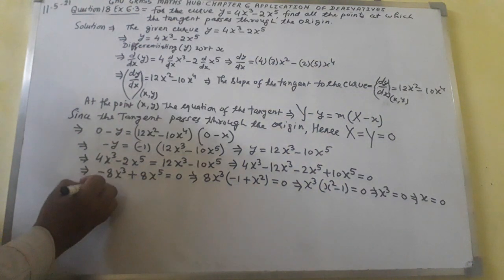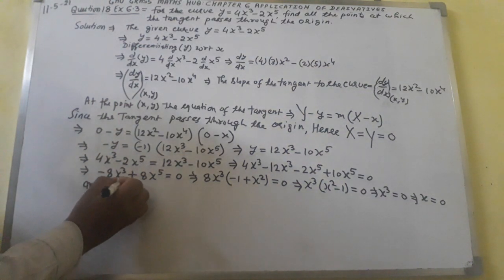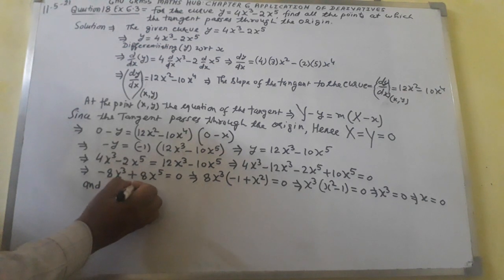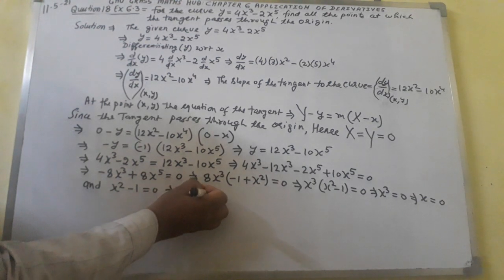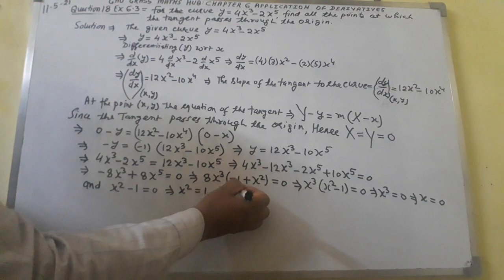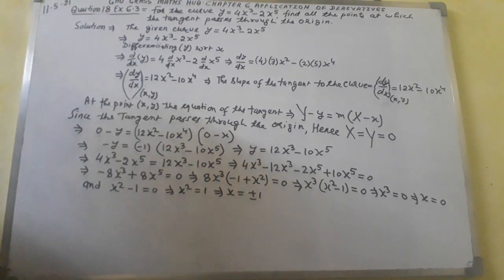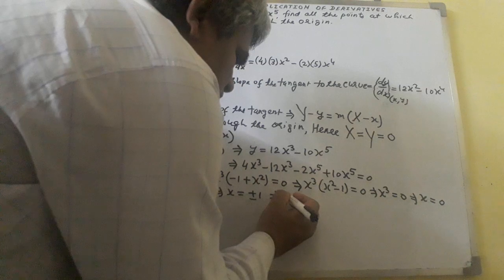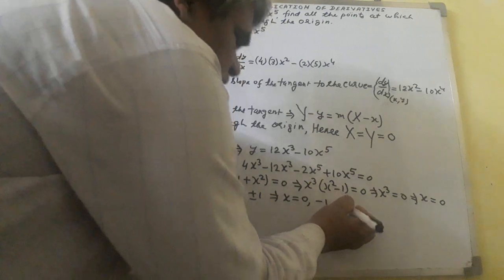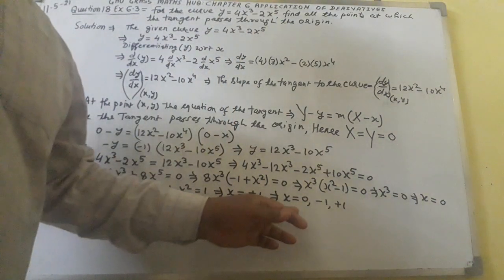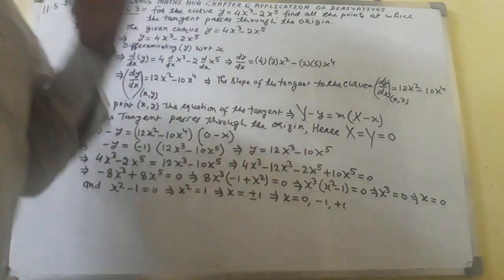And x square minus 1 is equal to 0. So we shall get x square is equal to 1, implied that x is equal to plus minus 1. The value of x we have got 0, again the value of x we have got minus 1, plus 1. So x equal to 0, minus 1, plus 1. Three values of x we have got: 0, minus 1, plus 1.